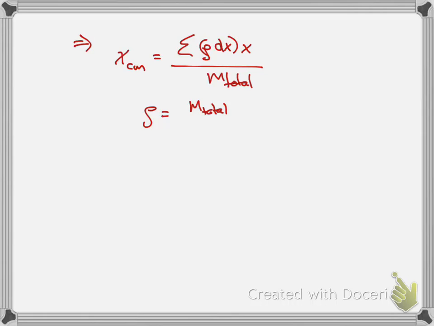So therefore, x center of mass is equal to the sum of the mass of each piece, which is rho dx, times the position of each piece, which is x, over the total mass. Rho is a constant, right? That's the density of the meter stick. We're assuming the density of the meter stick is just the total mass of the meter stick divided by the total length of the meter stick, which is 1 meter. And we're assuming the density is constant throughout, so that we can take the density out of this sum, and we've got a sum of x dx over m total.